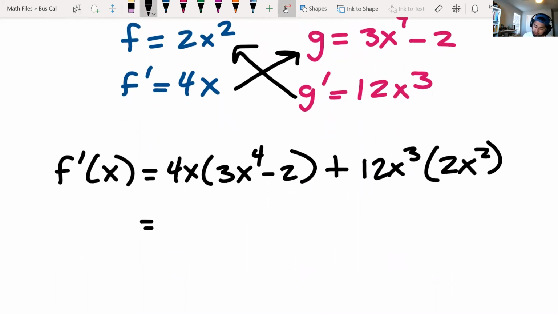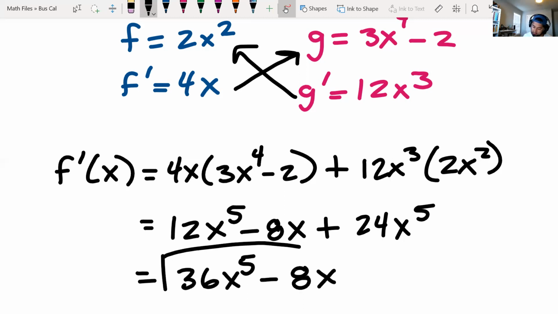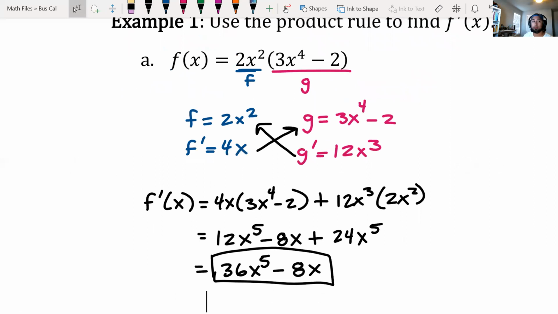So everything from here on out is cleanup. So distribute that 4x, you get 12x to the fifth minus 8x, plus distribute that 12, you get 24x to the fifth, combine like terms, and we get 36x to the fifth minus 8x, and that's it. Any questions on that process? Label f, label g, take the derivatives, apply the product rule, clean it algebraically.